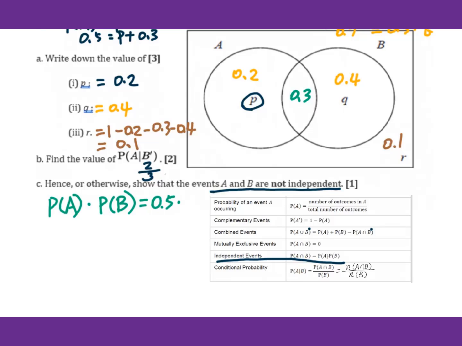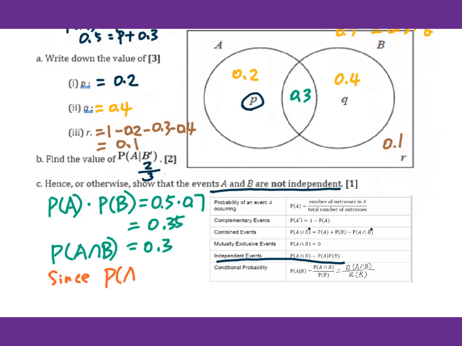0.5 times 0.7. So you have 0.35. Then probability A intersect B, that's 0.3. Since probability A times probability B is not equal to probability A intersect B, we see sets A and B are not independent.